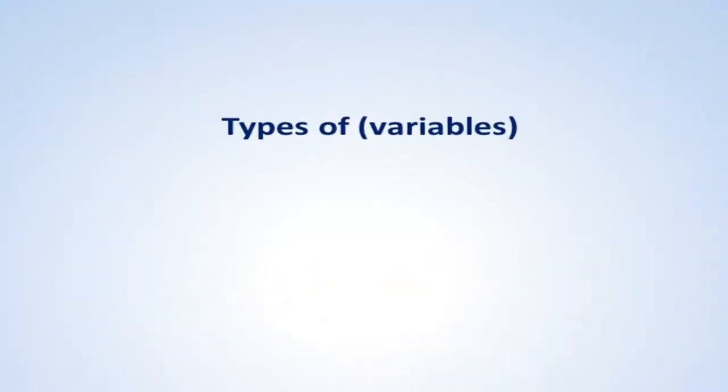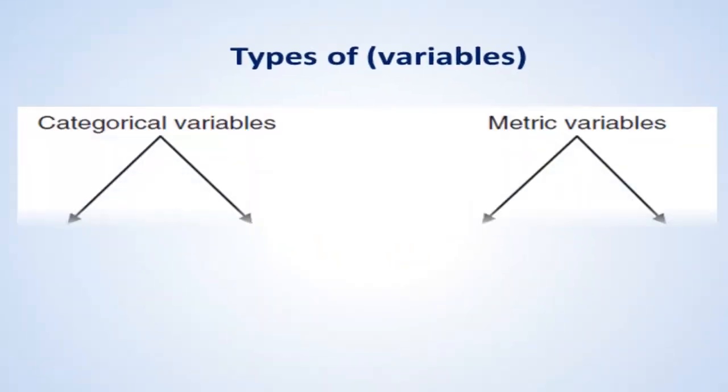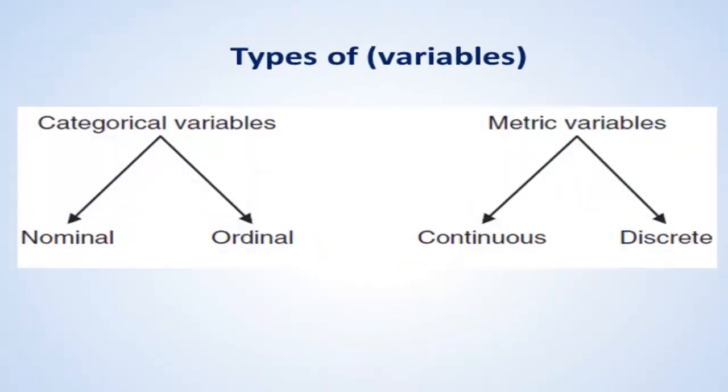There are two major types of variables, categorical variables and metric variables. Each of them can be further divided into two types. Each of these variable types produces a different type of data. The differences between these data types are of great importance.